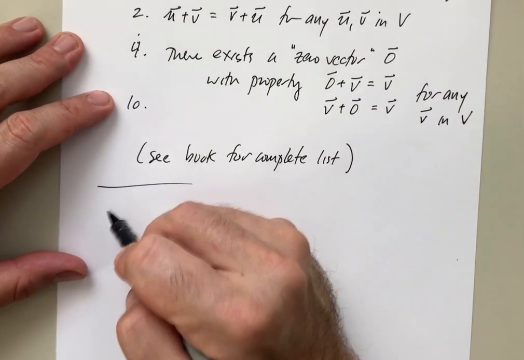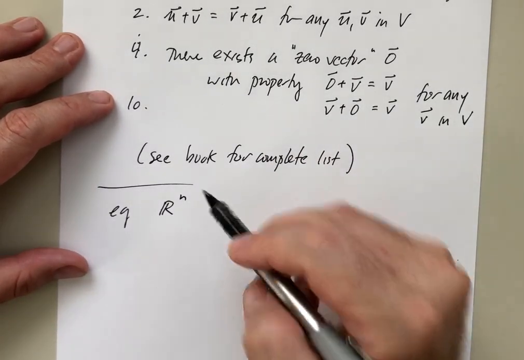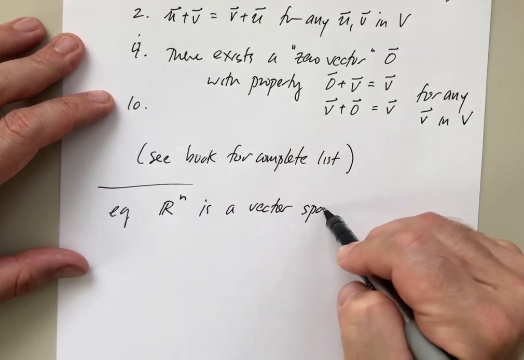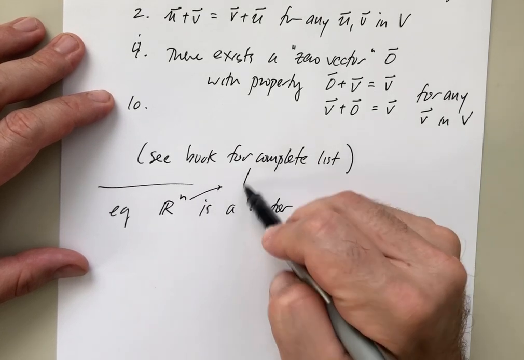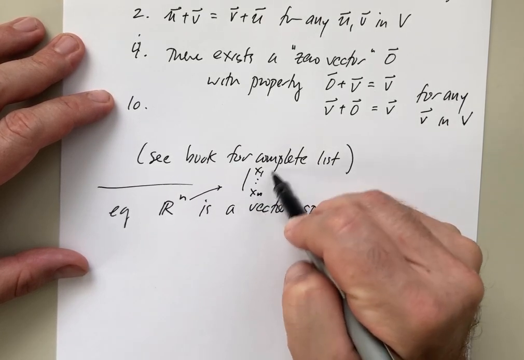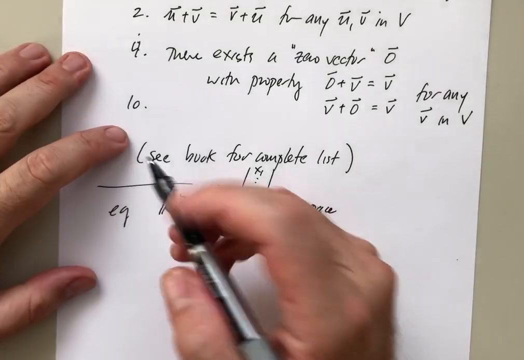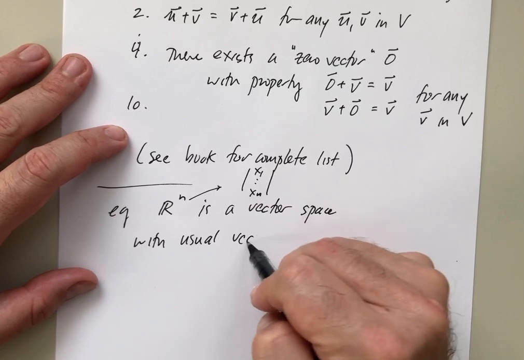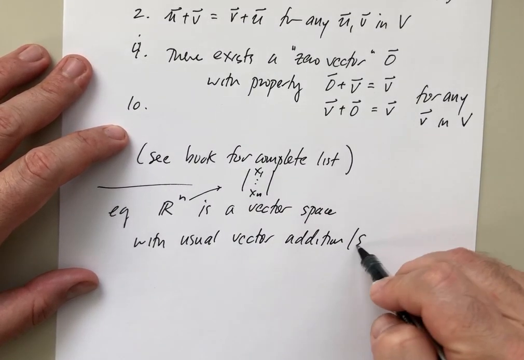But let's do some examples. So, of course, the go-to example is going to be Rn itself, right? So Rn is a vector space. Remember, Rn is just all vectors of the form x1 through xn. So I have lists of numbers, n of them. This is a vector space with the usual, we already talked about this, the usual vector addition and scaling.